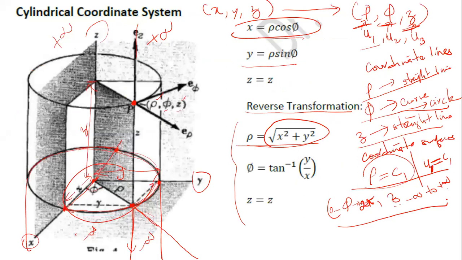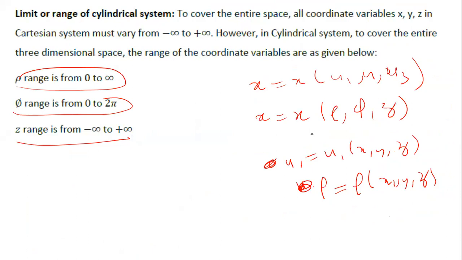Here the transformation relations are that x can be expressed as a function of the rho, phi, z coordinate system. x can be written as rho cos phi, y as rho sin phi, z is z. And this is the reverse transformation. Rho can be written like this, phi can be expressed like this, z like this. So rho, one of the coordinate variables of the cylindrical coordinate system, can be expressed as the square root of x squared plus y squared, a function of x, y, the Cartesian coordinate variables. So these are the things we talked about.